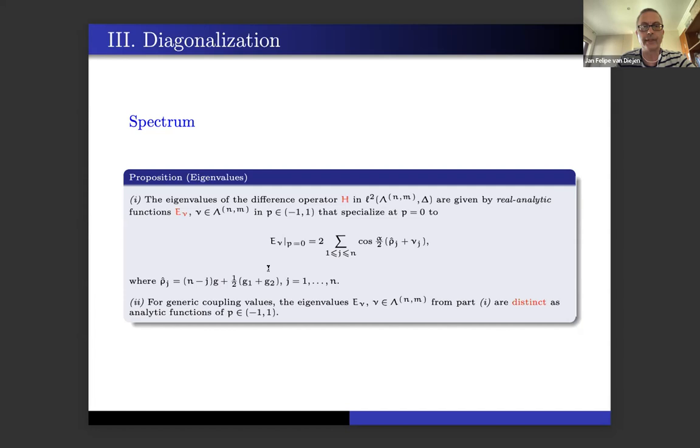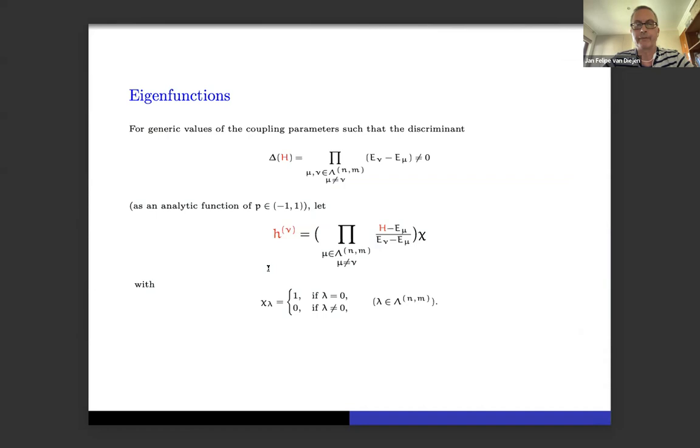Well, again, the spectral theorem tells you that there is an orthonormal basis of eigenfunctions, and that it's analytic in p and everything. But can we construct a bit more explicitly this eigenbasis? That's the problem. Well, I just mentioned that the eigenvalues are simple as functions of p. And so I now assume that my coupling parameters are generic such that this discriminant, or actually the square of the discriminant, is not equal to zero, right? Then I can just use linear algebra to construct the eigenfunctions with the Cayley-Hamilton theorem by acting on a cyclic vector.